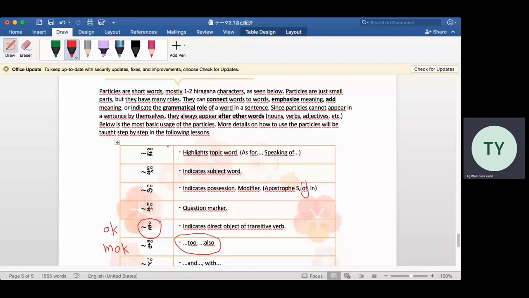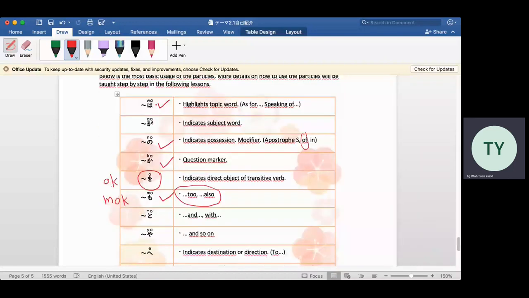Example. Ga also can be used to emphasize the subject. It's different with wa. If you say watashi wa sensei desu, I am a teacher. If you say watashi ga sensei desu, I'm the teacher. So you emphasize on I, because after I you put ga. Okay, this indicates the subject word, to emphasize the subject. It's different with wa.